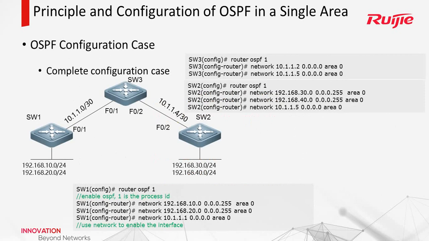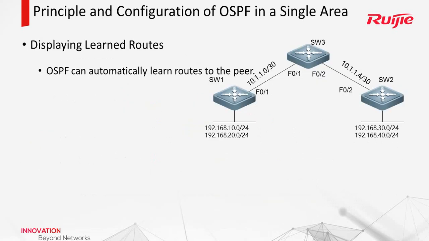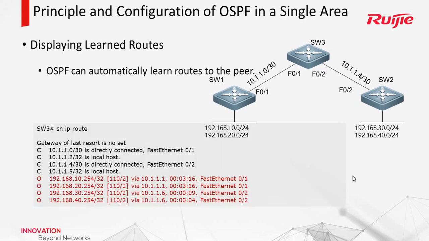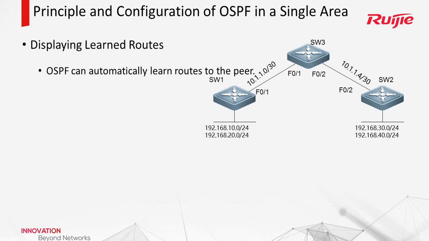And we can configure SW1, 2, and 3. Then we can use show ip route. Oh, we find that they already learned all of these networks' routing information. SW1 learned all of these routes automatically. And we can find that 110, this is the OSPF AD value. It's the same for SW3 and SW2.